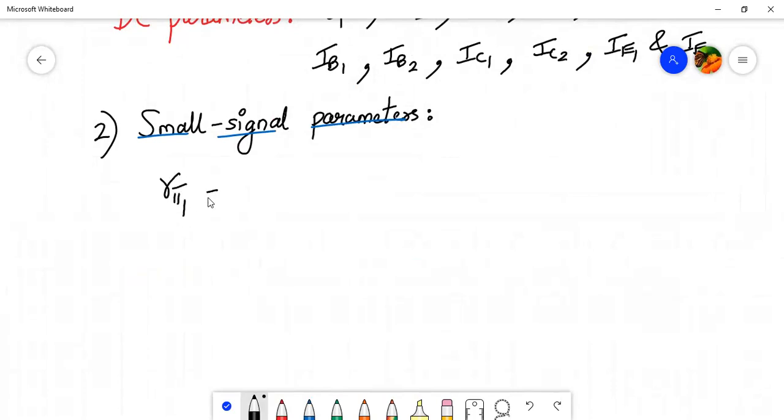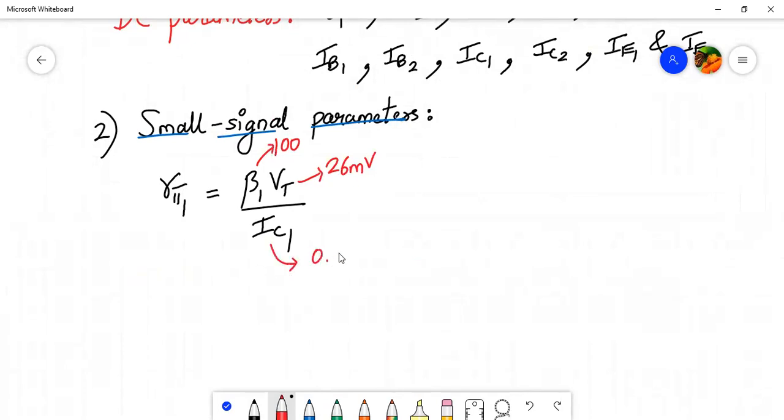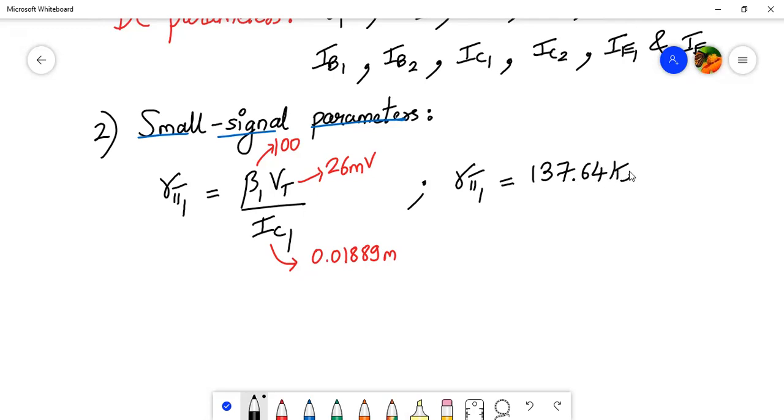So RPi1 will be, what is the formula? Beta1 into VT divided by IC1. Now, what's the value of beta? 100. What's the VT value? VT value is 26 millivolt, always. Always remember this. And what's the value of IC1 we calculated? 0.01889 milliamperes. Okay. So the value of RPi1, if you substitute all the values in the calculator, you will get it as close to 137.64 kilo-ohms. All right. So that's the value of RPi1.